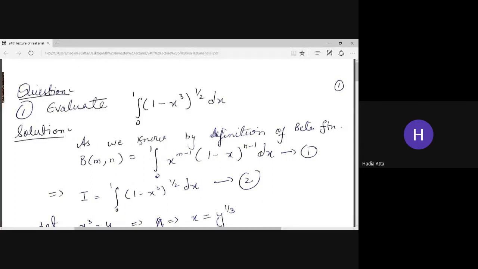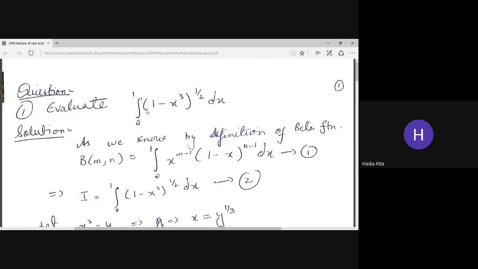Today's lecture is about questions related to the beta and gamma function. The first question is: evaluate the integral from 0 to 1 of (1 minus x cubed) raised to the power 1 by 2 dx. So we have the question in the form of an integral, and we are going to integrate it. If you don't know about beta and gamma functions, you can solve it through any method, or through a comparison test, or you can apply any method.